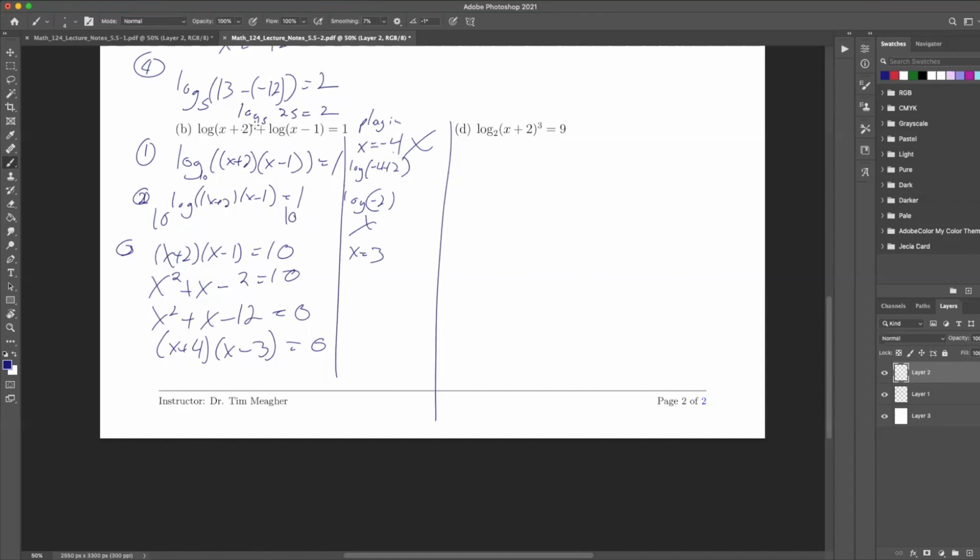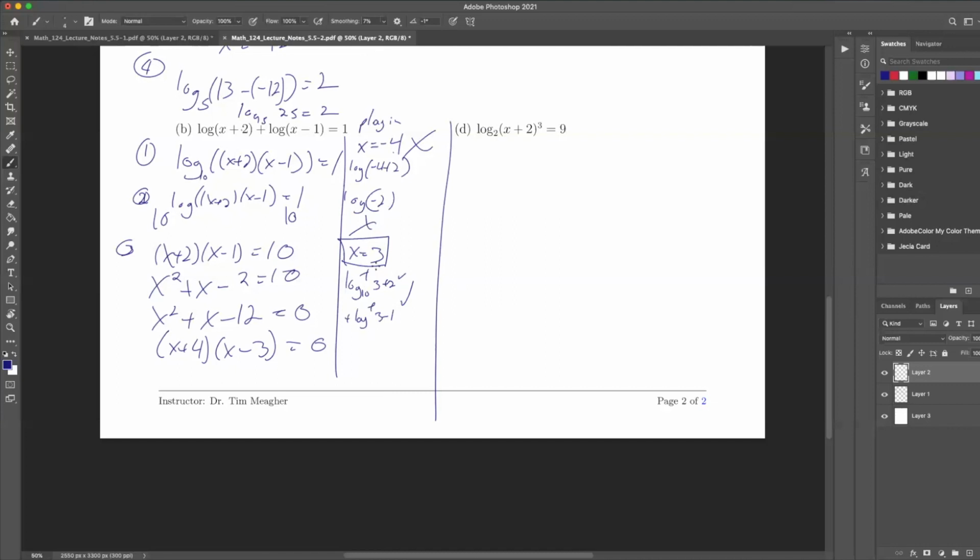Here, if we plug this in, we have log of 3 plus 2 plus log of 3 minus 1. Notice that this is positive and this is positive, so this is okay, this is okay, so this is our answer. So once again, you have to be very, very careful. If you get a negative log from your x when you plug it in, you have to throw that one away, right? You just have to throw it away, because we cannot have negative logs.